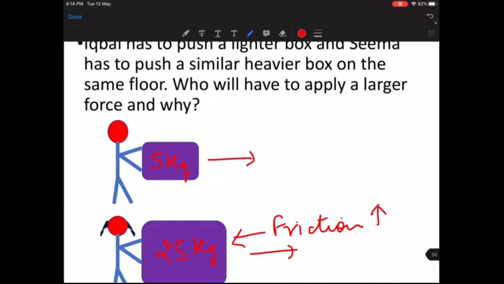If the friction is very large, then the movement is going to be very less, so it won't move easily. So what do you have to do? You have to apply a larger force. Iqbal will have to apply only a smaller force. So Seema will have to apply larger force. But again, I told you the reasoning is very important. What is the reason? Because it is heavy: more the weight, more the friction, lesser the movement. Fine? Is it clear to all of you?